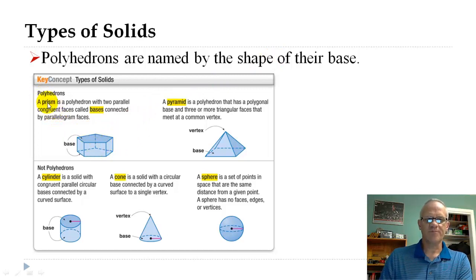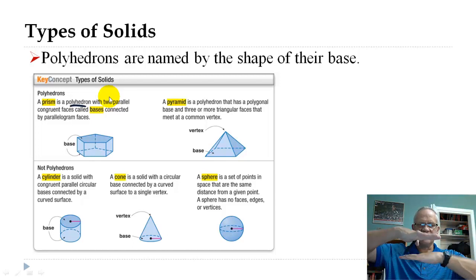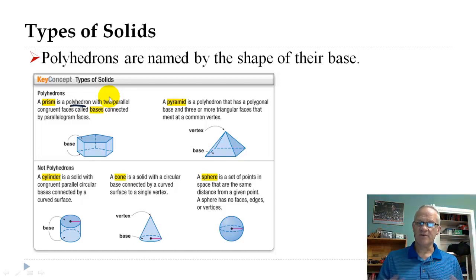So first of all, a prism is a polyhedron. It has two parallel congruent faces. If you can see here on the drawing, underneath this surface down here and on top that surface, those are parallel. Remember we've talked about parallel lines before. Well, these are basically parallel planes. They're flat surfaces that are parallel to each other. They're the same size and they're exactly the same shape.